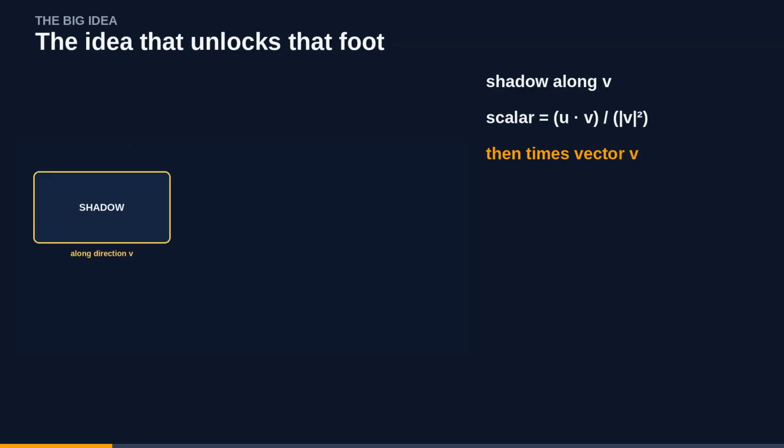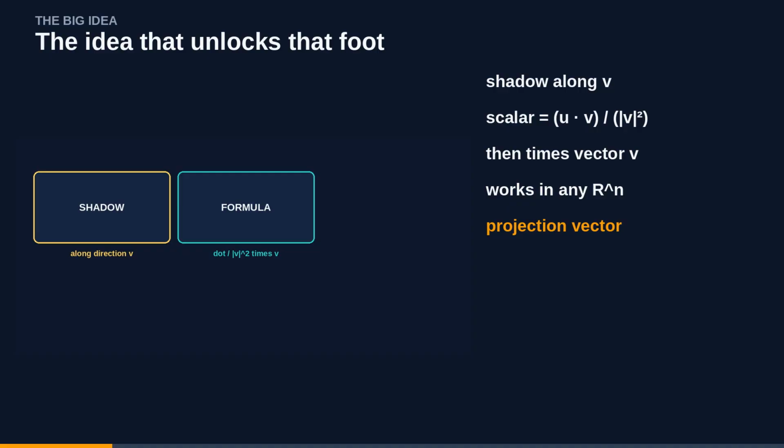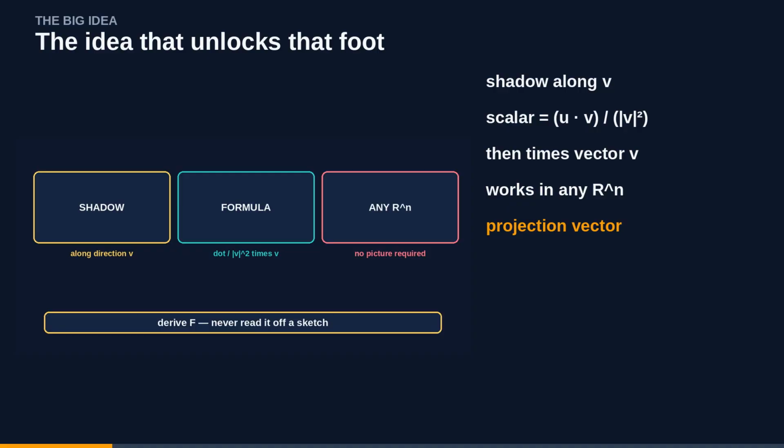The idea that unlocks that desk number is projection onto a direction. The shadow of U along V, the formula is free of any sketch. Take the dot of U with V, divide by the length of V squared, then multiply that scalar by the vector V. That product is the projection vector. The same steps work whether you can draw the plane or you are stuck in higher dimensions where imagination cannot sketch the drop.